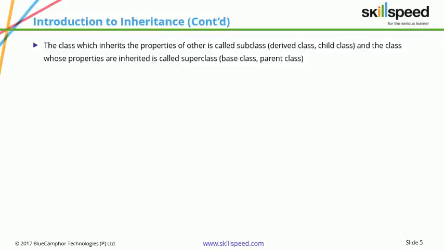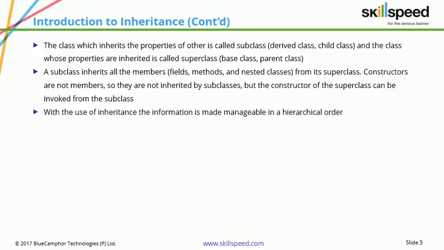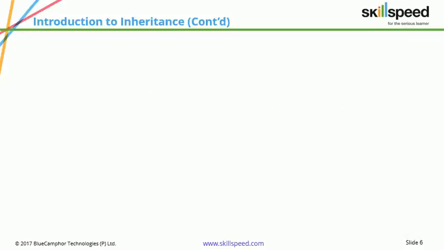The class which inherits the properties of the other class is called the subclass, also called the derived class or the child class, and the class whose properties are inherited is called the superclass, also called the base class or parent class. A subclass will inherit all the members, fields or variables, methods and nested classes from its superclass. Constructors are not members, so they are not inherited by the subclasses. But the constructor of the superclass can be invoked from the subclass. With the use of inheritance, the information is made manageable in a hierarchical order.